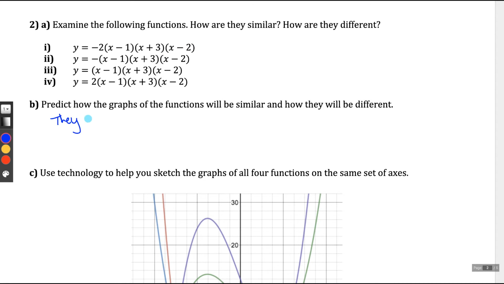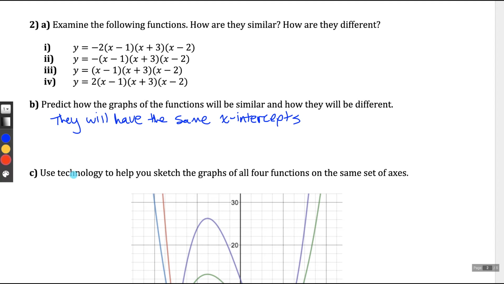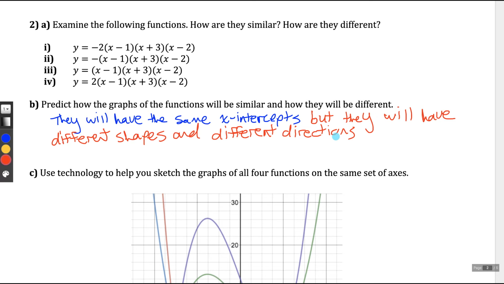So what's the same? They have the same x-intercepts. But what will be different? Well, look at this constant factor that is in front of all 4 of them. This one has -2, this one has -1, this one has 1, and this one has 2. So they all have different stretch or compression factors out front of the factors of x. So what is that going to do? That's going to change the shape of the function by stretching or compressing it, and it may also change the direction, right? Because these are degree 3 functions. When the leading coefficient is positive, like in 3 or 4, the function would go from quadrant 3 to 1, but when the leading coefficient is negative, it's going to change the direction. So in these 2, it's going to go from quadrant 2 to 4. So what's going to be different? They will have different shapes and different directions, due to the value and the sign of that stretch or compression factor.